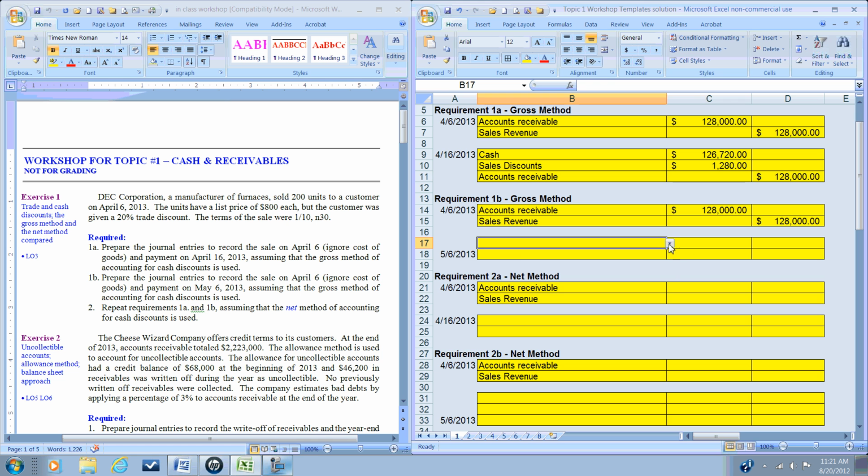If the customer pays outside of the discount period, they're going to have to send us a check for the full amount of the receivable. So they'll send us a check for $128,000, and again, we will reduce our accounts receivable by an equal amount.